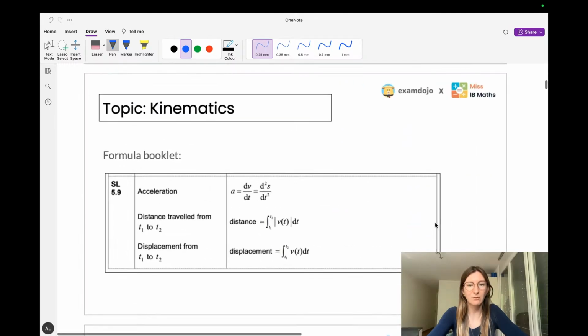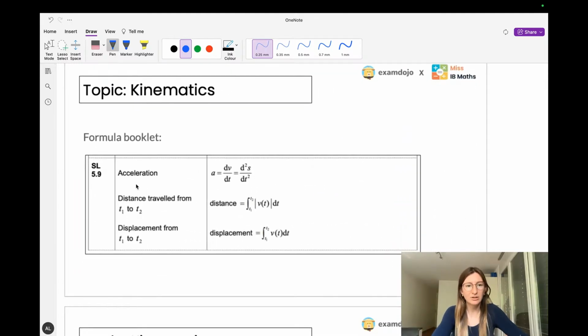So as usual, just to start with, this is what you have in the formula booklet. They jump straight to acceleration. They say you get acceleration from the derivative of your velocity, from the second derivative of your displacement. S is not speed. A lot of people who don't do physics think S might be for speed. S is displacement. So we have acceleration, velocity, which is speed, and displacement.